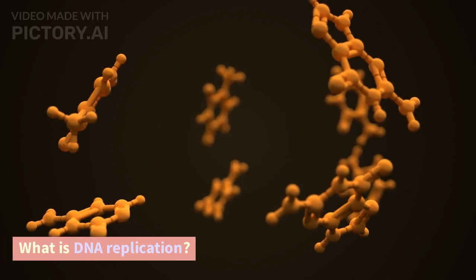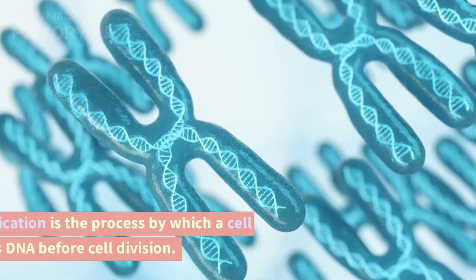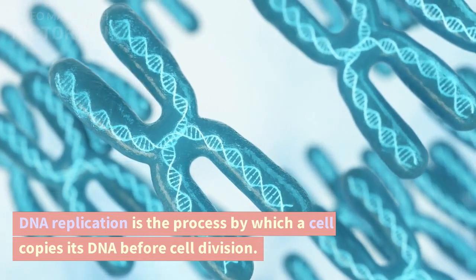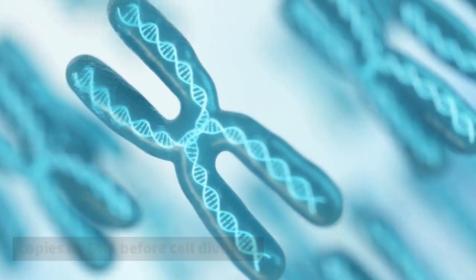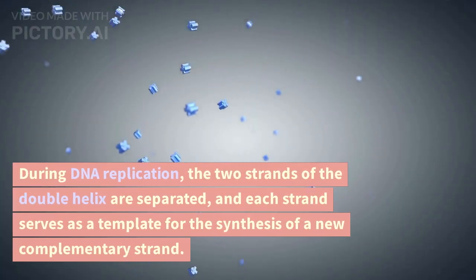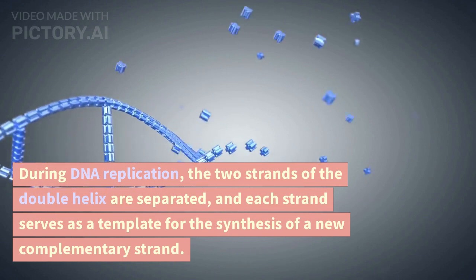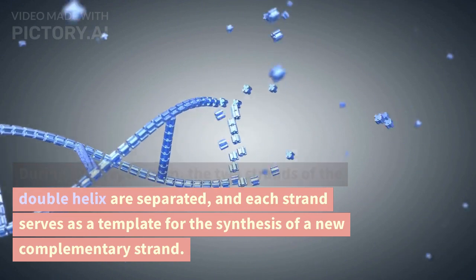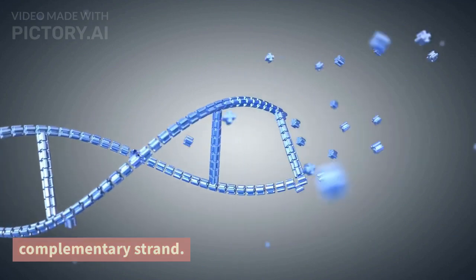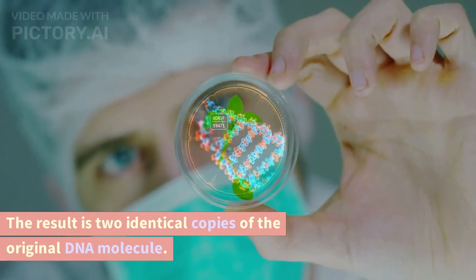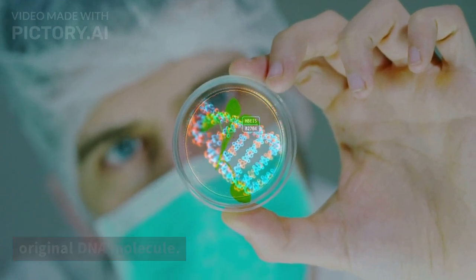What is DNA replication? DNA replication is the process by which a cell copies its DNA before cell division. During DNA replication, the 2 strands of the double helix are separated, and each strand serves as a template for the synthesis of a new complementary strand. The result is 2 identical copies of the original DNA molecule.